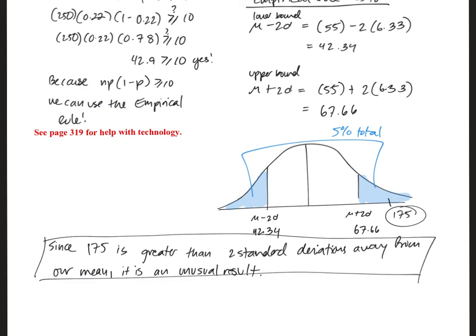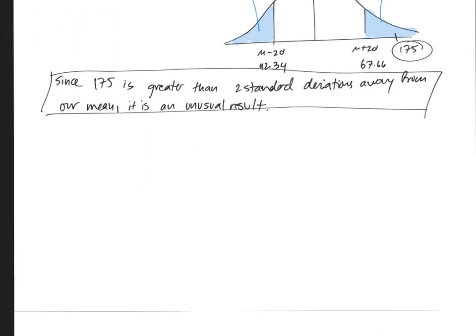So what would be considered a usual result? Well, anything in between 42.34 and 67.66 would be considered a usual result. For example, 50 would be considered usual, or maybe 40. Okay, but 39 would also be considered unusual because that would fall below. Okay, all right, so that's a good and useful reason to use the empirical rule.